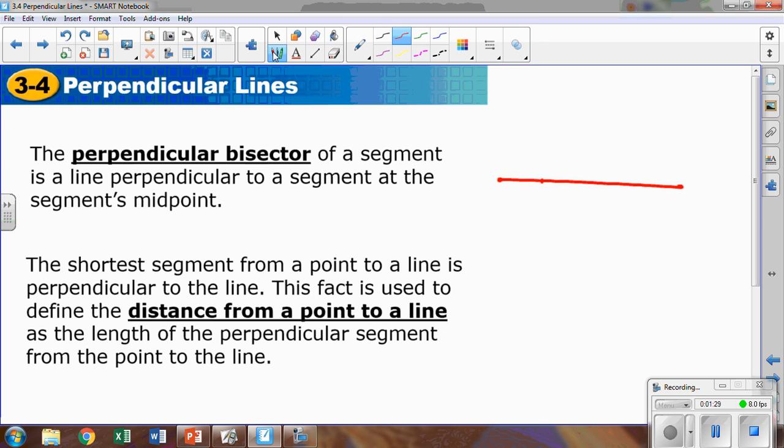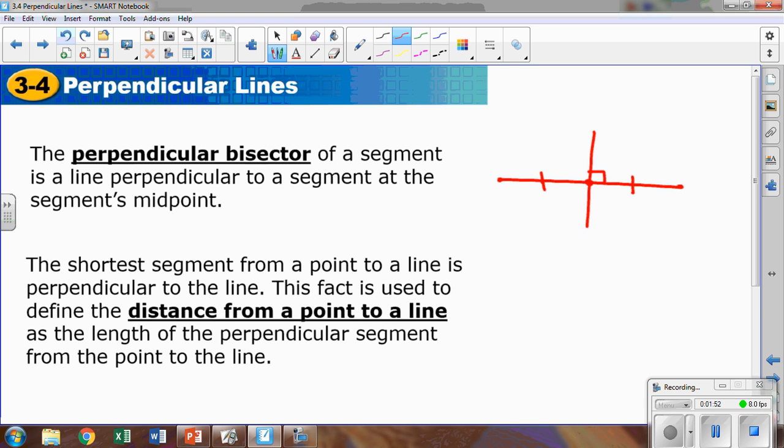We know that if we're looking at the middle or a midpoint, this slanted line would be a bisector because it cuts the segment in half. If we do both, cut it in half, add a 90, that's a perpendicular bisector.